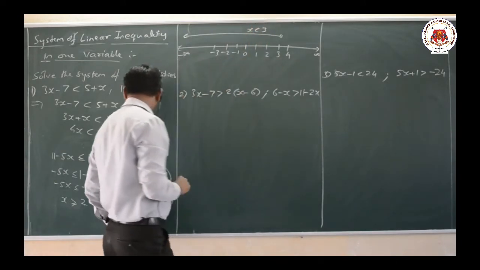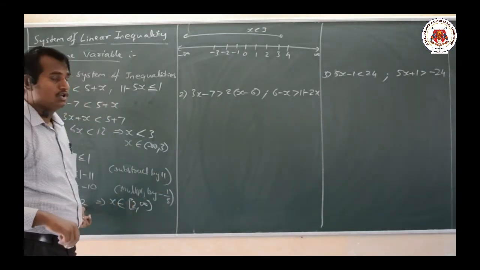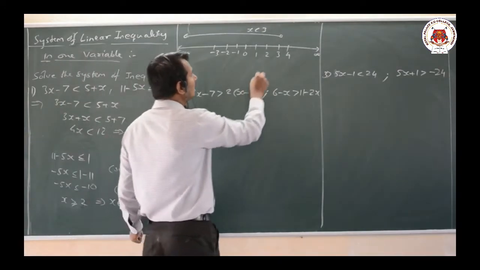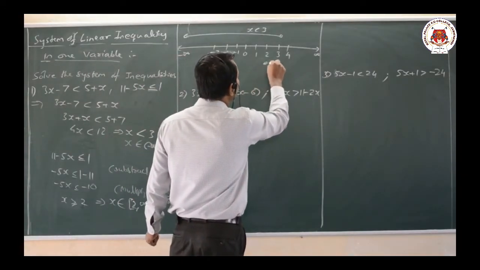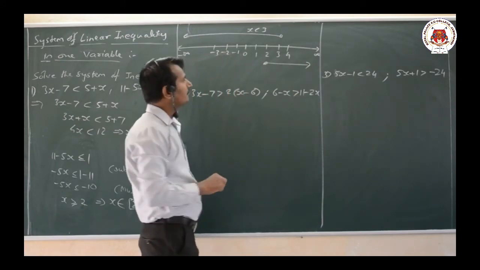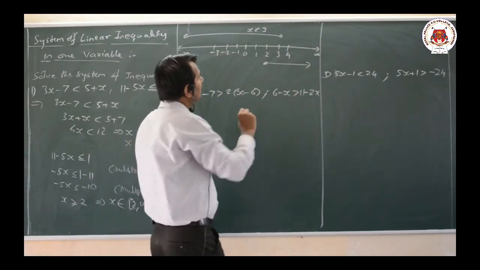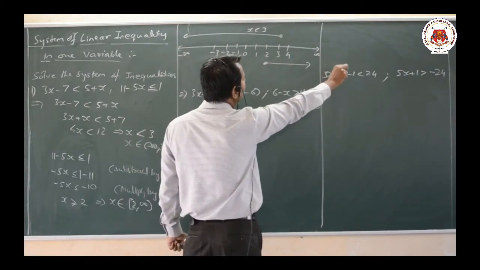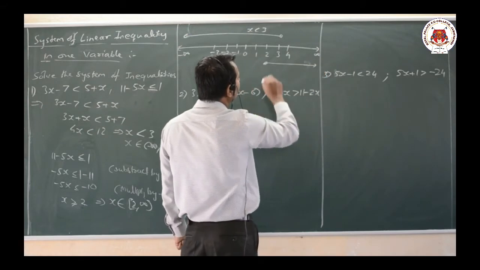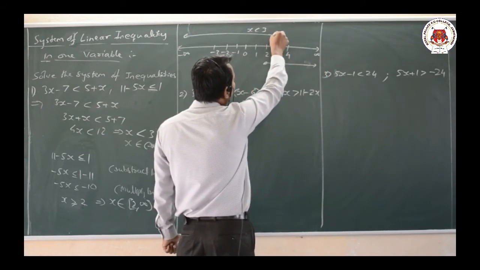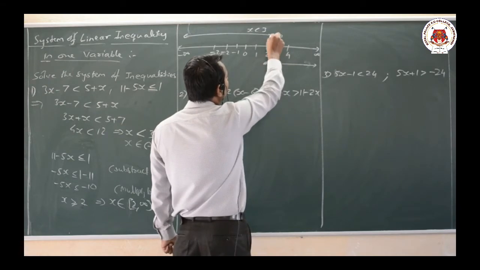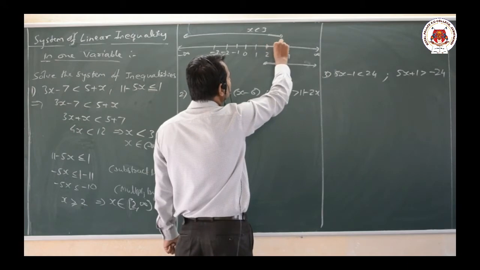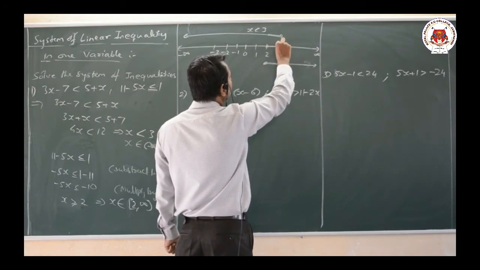The second one we have is x greater than or equal to 2. Starting from 2, greater than or equal to 2, you have to mark a round figure there, and from here till plus infinity. Now here dear students, the common region between these two is the solution. That means the region common between these two is right from 2 till 3, not including 3.